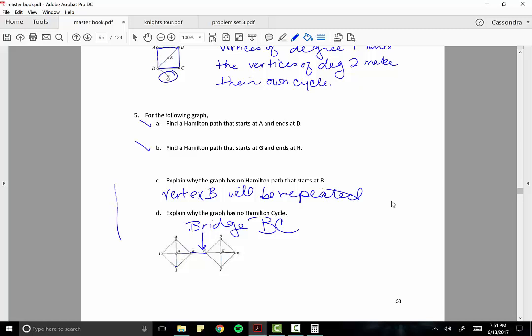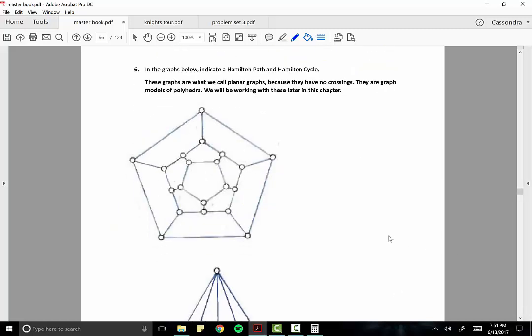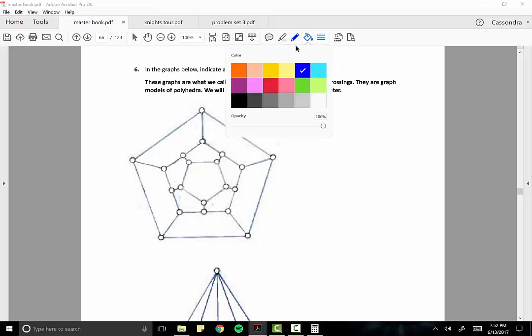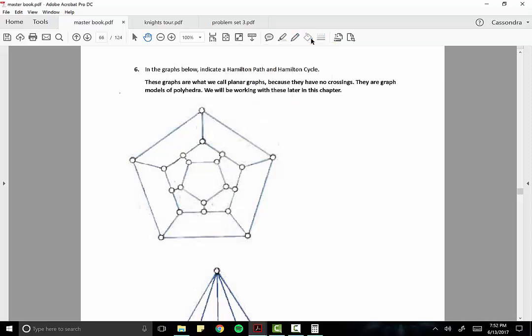All right, next one. Oh, these are fun. So we need to find a Hamilton path in a cycle. I'm just going to go ahead and indicate the cycle because you get the path from the cycle. You will need this Hamilton cycle later for origami. So make sure you write it down.